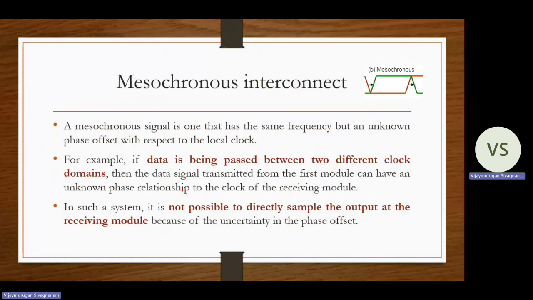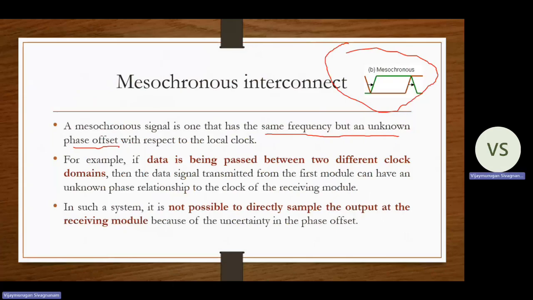Then we come to mesochronous interconnect. This is a graphical representation of a pulse. A mesochronous signal has the same frequency, but an unknown phase offset with respect to the local clock.